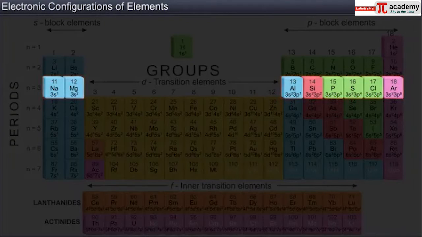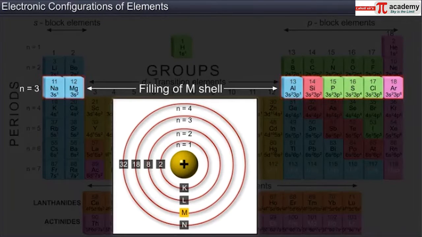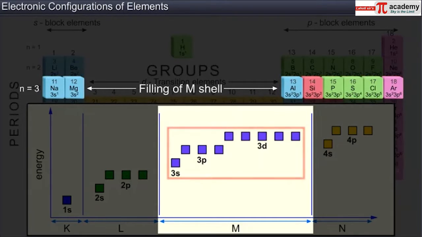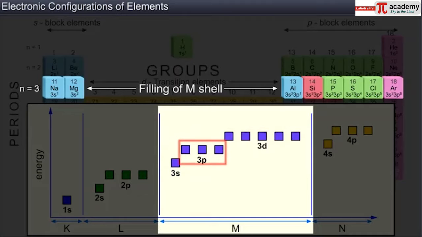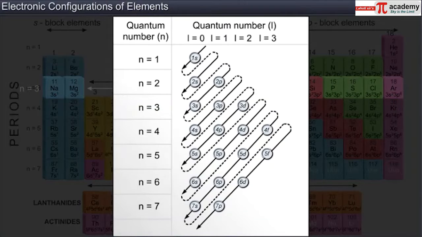The third period corresponds to the filling of electrons in the third energy shell or M shell, where n equals 3. Although this shell has 9 orbitals, 1 3s, 3 3p and 5 3d orbitals, filling electrons in 3d orbitals is not energetically favorable as per Aufbau principle. You will learn more about this principle in the next module.